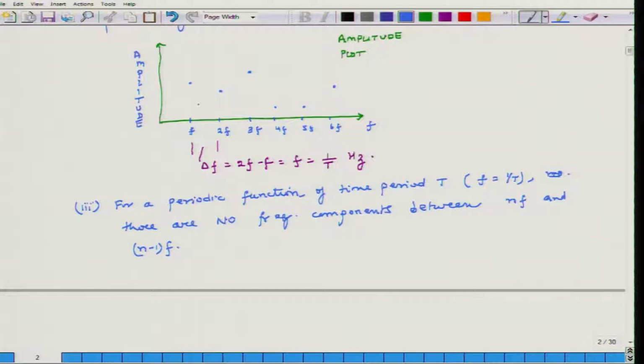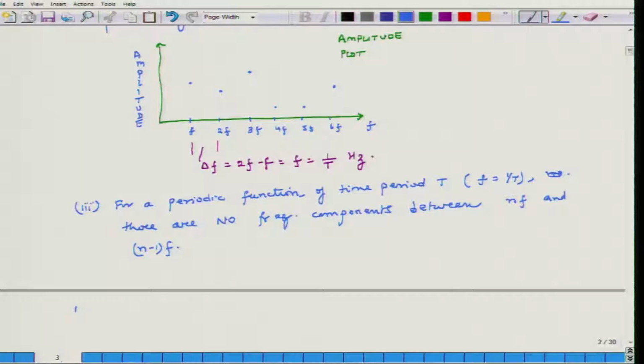So, a periodic function may have infinite frequency components, but between two frequency components which are adjacent to each other, which are separated by f, there are no other intermediate frequency components. The fourth observation we make is, as time approaches infinity, what happens? This delta f approaches 0, right. As time approaches infinity, delta f approaches 0.